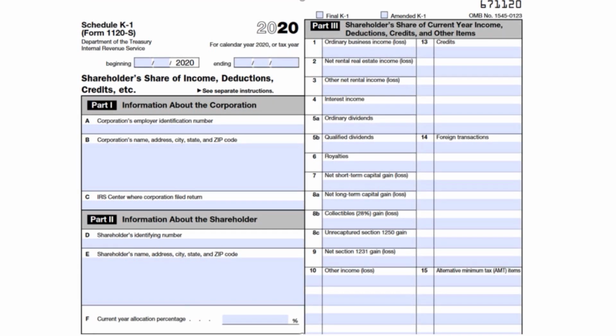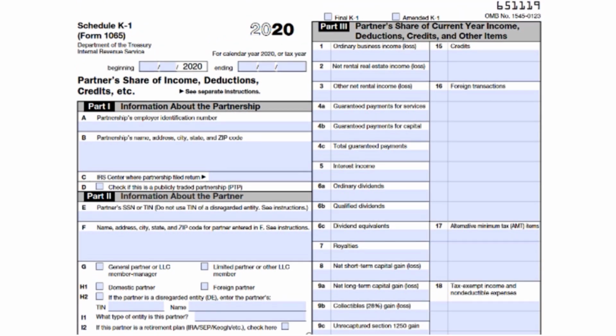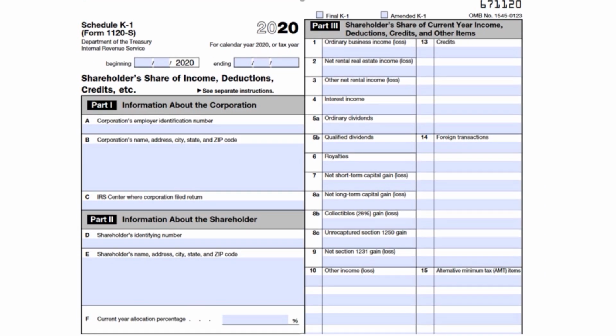So here are the differences between the two forms. The Schedule K1 for Form 1065 is designed for partnerships, and it tracks each partner's share of the partnership's income, gains, losses, deductions, credits, and liabilities. The Schedule K1 for Form 1120S is designed for S corporations with shareholders, and it tracks each shareholder's percentage of income, gains, losses, deductions, and credits.